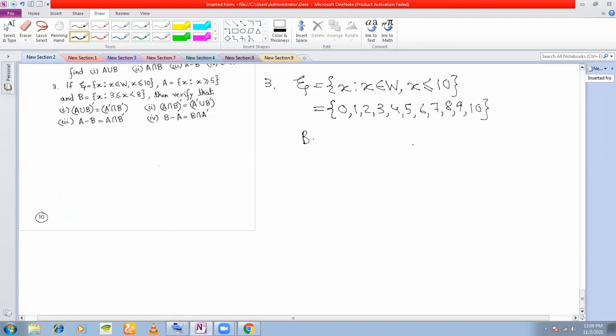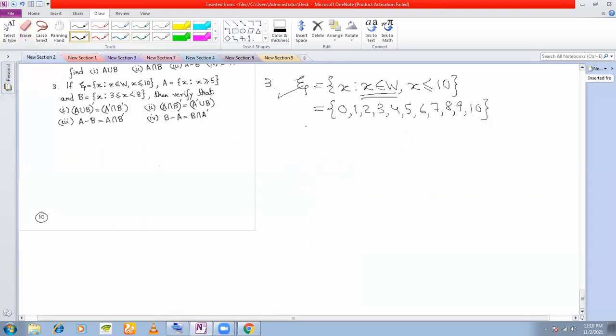Next, the set B is given to you in set builder form: x such that 3 less than or equal to x less than 8. Now this is x such that x, because they have not given x belongs to W here, because in the universal set, they have already given you x belongs to W. So let me write the set A first. I wrote the set B first.